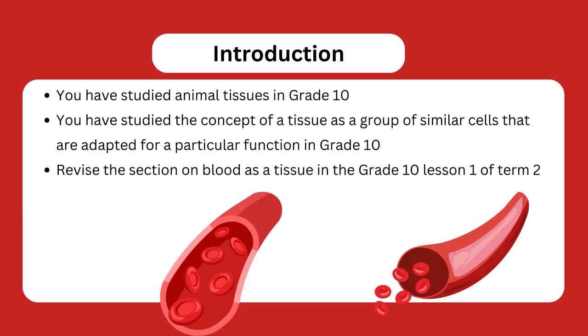Introduction. You have studied animal tissues in grade 10. You have studied the concept of a tissue as a group of similar cells that are adapted for a particular function in grade 10. Revise the section on blood as a tissue in the grade 10 lesson 1 of term 2.